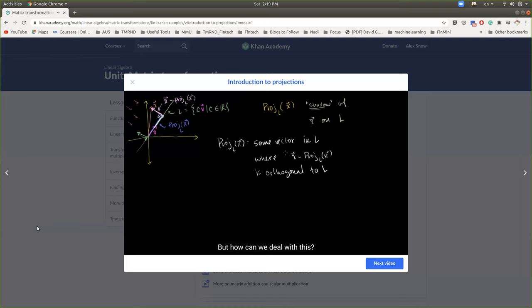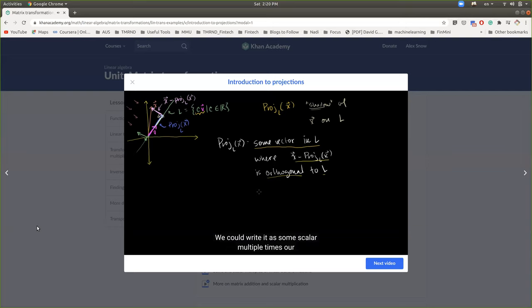But how can we deal with this? I mean, this is still just in words. How can I actually calculate the projection of X onto L? Well, the key clue here is this notion that X minus the projection of X is orthogonal to L. So let's see if we can use that somehow. The first thing we need to realize is, by definition, because the projection of X onto L is some vector in L, that means it's some scalar multiple of V, some scalar multiple of our defining vector V right there. So we could rewrite our projection of X onto L.